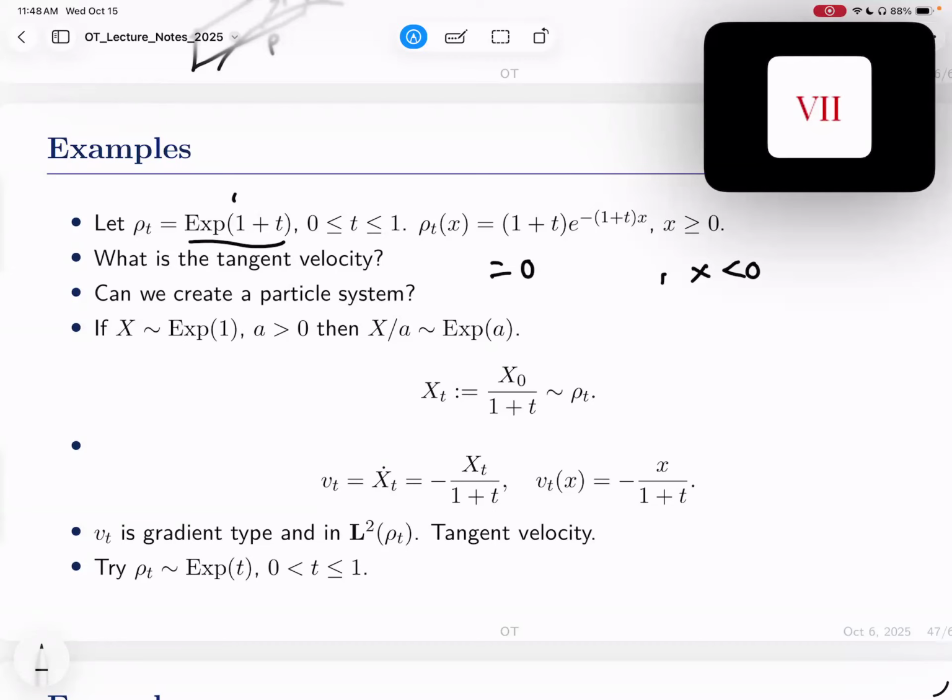Is the challenge clear? If you can do this, and if the velocity is integrable and so on, then this is absolutely continuous.